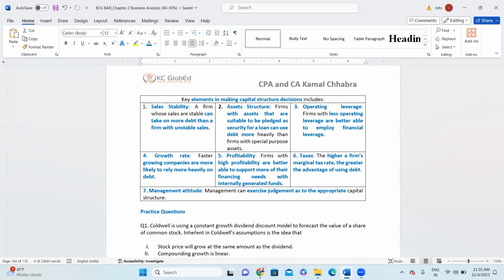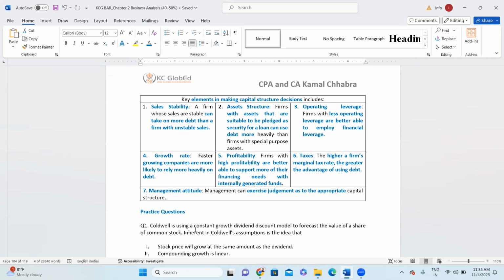So, the asset structure also may depend on the cost of debt. Third is operating leverage. The firm with less operating leverage is better able to employ financial leverage. So, what is operating leverage? Hope you remember.